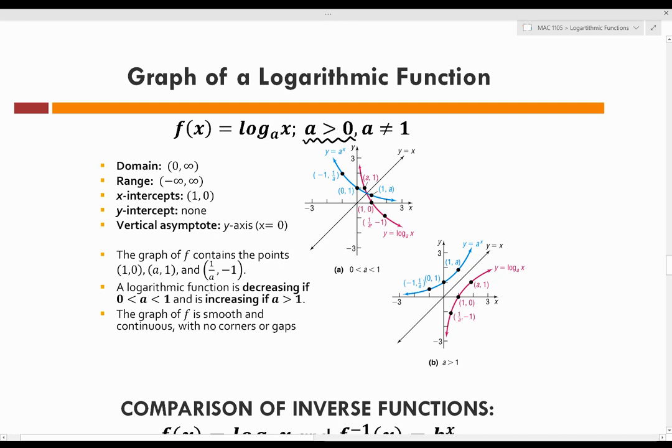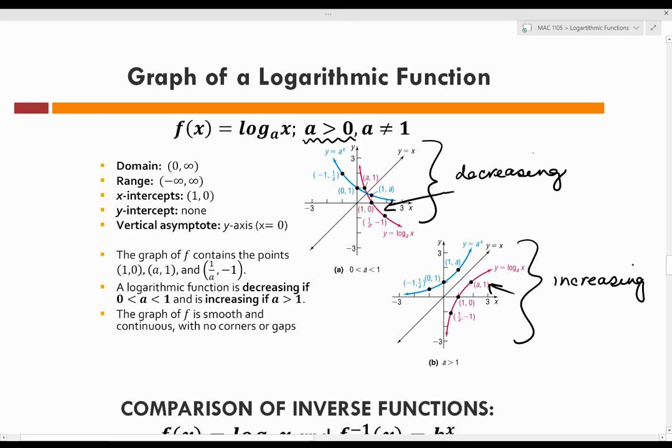A logarithmic function is decreasing if its base is between 0 and 1, and it's increasing if its base is greater than 1. So this would be the case where it's increasing. We're looking at the pink graph for the logarithmic, and this would be the case where the function is decreasing when we're talking about the logarithmic.